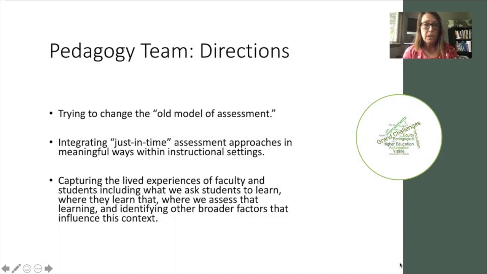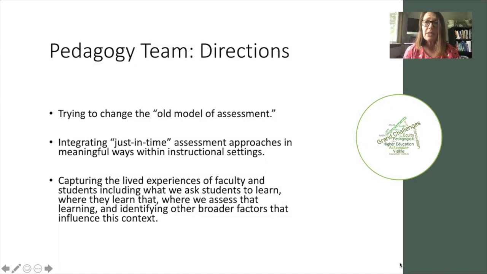Also, students and the things that they're producing in their classes are also really disconnected from the classroom experience. And so we're trying to integrate something called the just-in-time assessment approaches in meaningful ways that are embedded within instructional settings. And so that means that we are trying to look at ways that we can evaluate materials that students are producing in classes that are directly aligned and tied to assessment outcomes and whatnot.